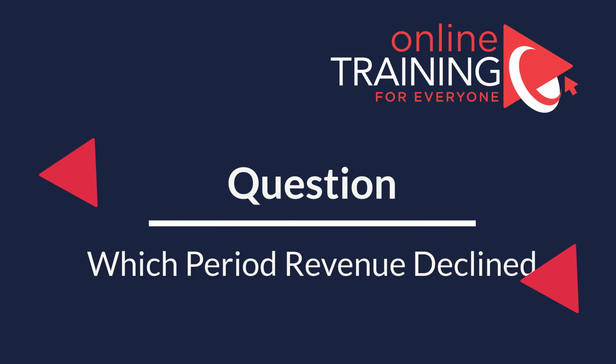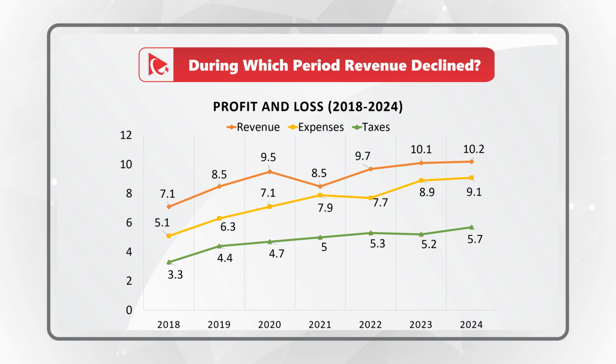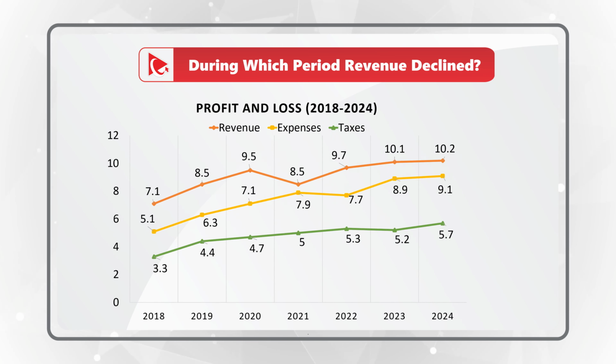You need to determine during which period revenue declined, and you're presented with the profit and loss chart that covers periods from 2018 to 2024. On the chart, you see 3 lines representing revenue, expenses, and taxes. And you need to select the final answer out of 4 different choices.